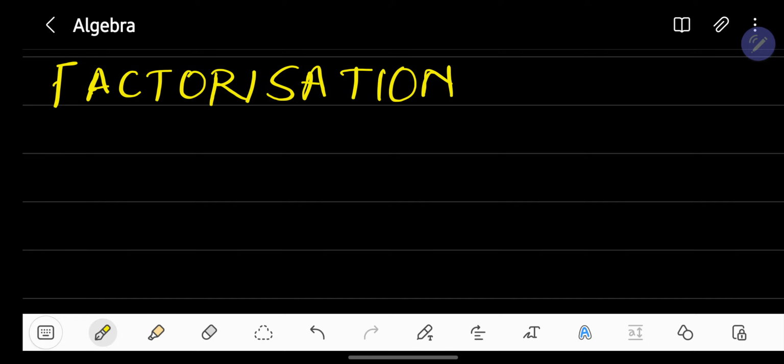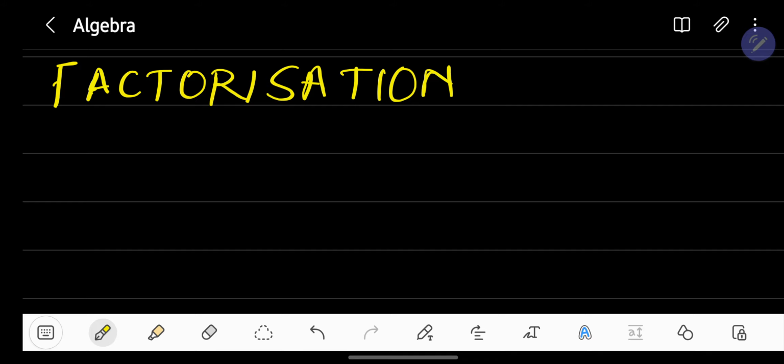Okay, grade 9. So today our lesson is just about factorization. Yeah, it is more like a reverse of simplification. So remember, in our previous classes we did simplification. So now we are going to do factorization.